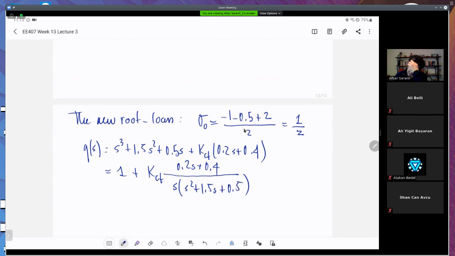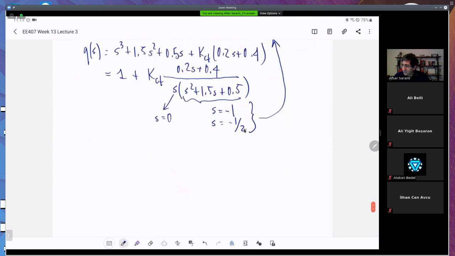So a quadratic term at the denominator over here. This gives me s equal to 0, one of the poles. And this one, if you factorize it, is going to give us s equal to -1 and s equal to -1/2. So this is where the centroid is coming from. Okay? So let's make the sketch.